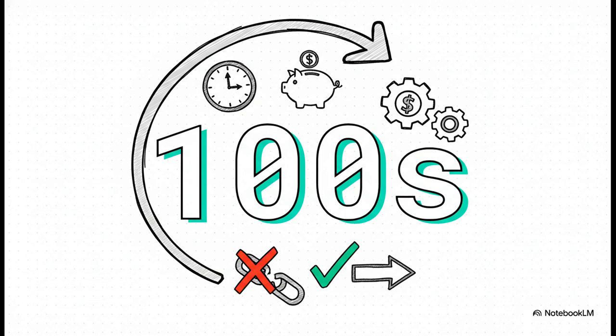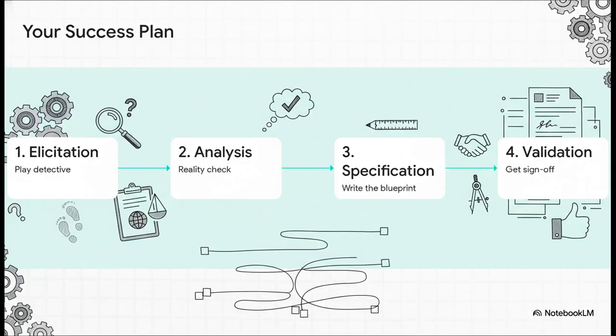By catching that one little mistake before development starts, you've just saved the team hundreds of hours of painful, expensive rework down the line. I'm not kidding. This one step can literally be the difference between a project succeeding or failing. So there you have it. That's requirements engineering in a nutshell. You play detective in elicitation, you do a reality check with analysis, you write the blueprint during specification, and you get that final critical sign-off with validation. If you can nail these 4 steps, you're not just building software, you're building the right software.